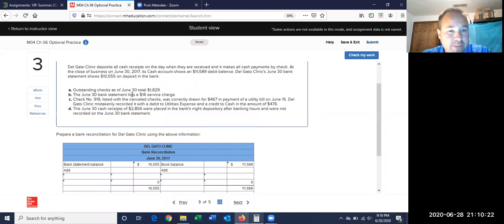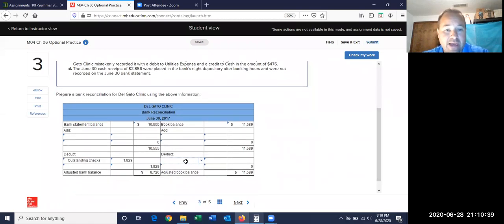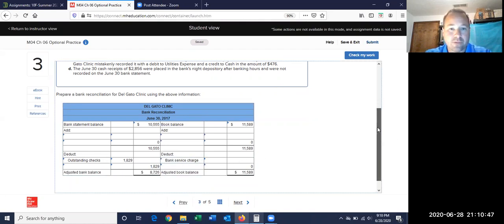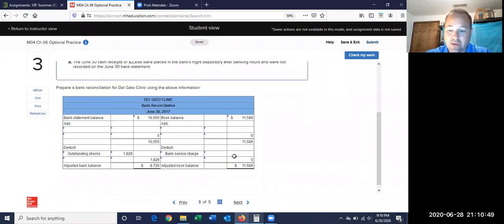The June 30th bank statement lists a $16 service charge. Okay, that's a charge that the bank obviously knows about. They assessed it. We don't know about it. So we would make a journal entry. They don't have us do that. And then we got to think, what does a service charge do to my cash? Well, it makes it go down. So we need to find bank service charge and show that the amount was $16 that I'm going to take away from my cash. It's already in the deduct side, so I don't need to put a negative.